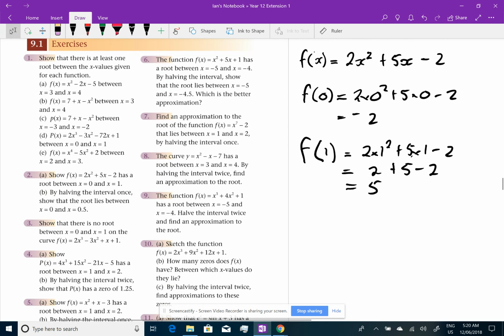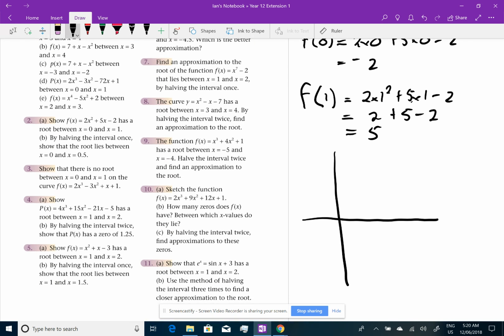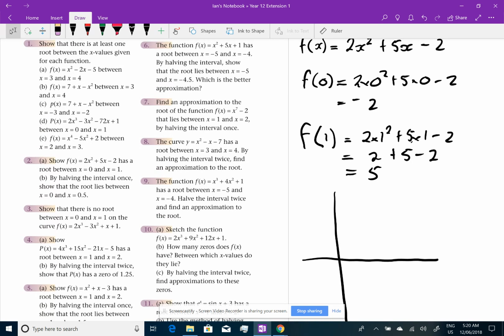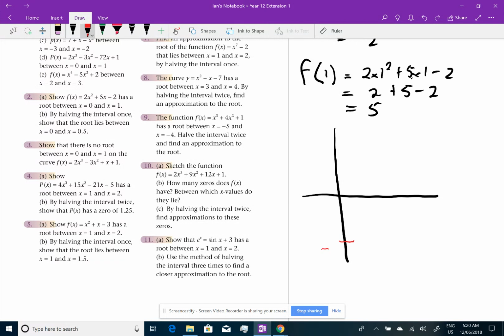Now, if I were to draw this, it is a positive parabola. Even though I know what this looks like for this particular question, in some questions you don't know. So I know that this goes through negative 2, because that's what f of 0 is, and I know that it's coming up there. I don't know if that's a vertex down there, but I know between 0 and 1 there's a root.